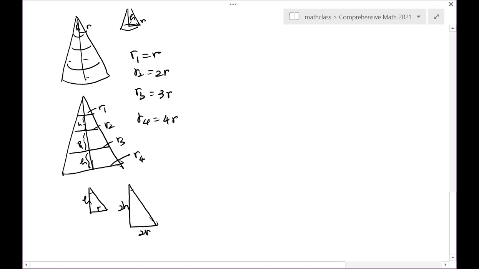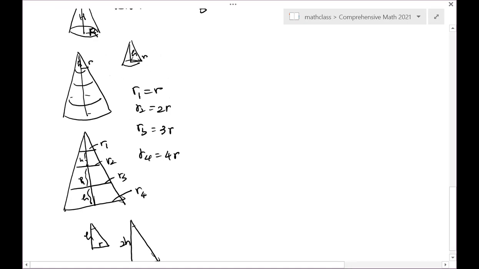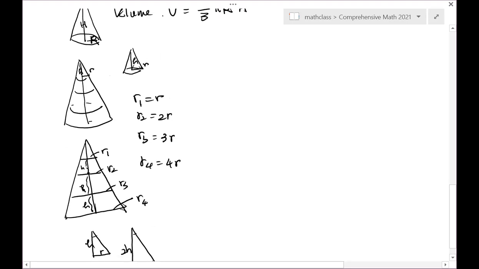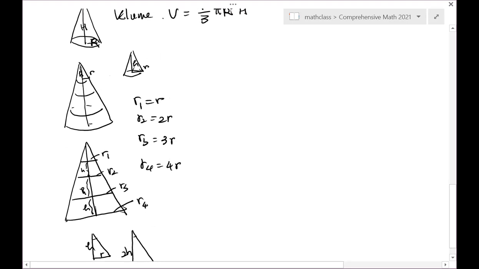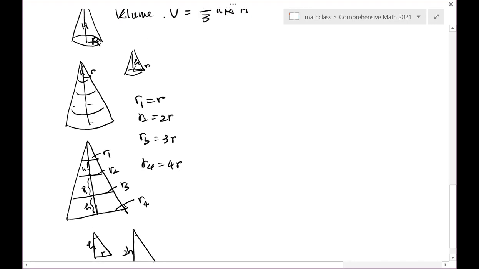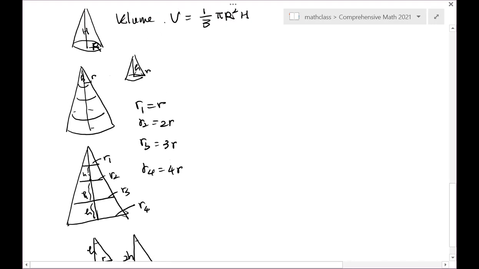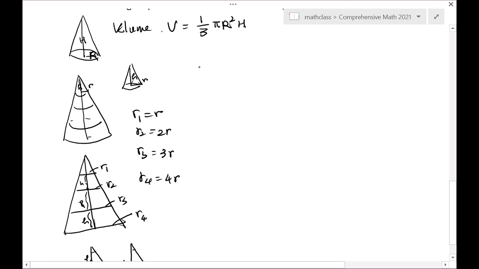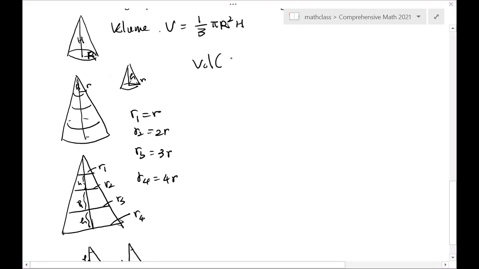Now, once you recognize that, we can find the volume of the largest piece and the second largest. Okay, so how to find the volume of the largest piece? The volume of the larger piece, it's not a cone, but we can use a subtraction method to find.